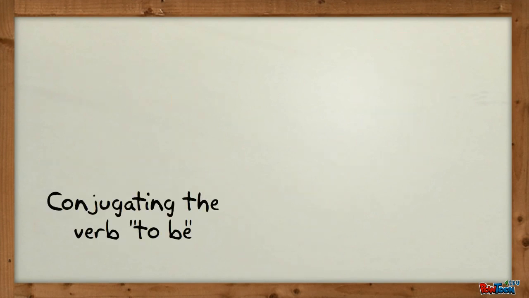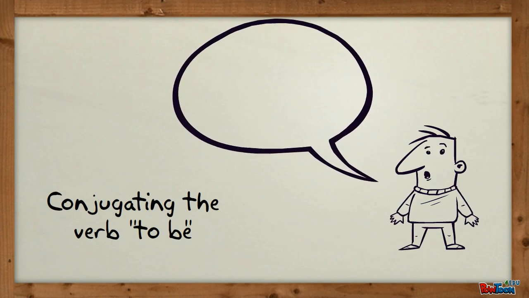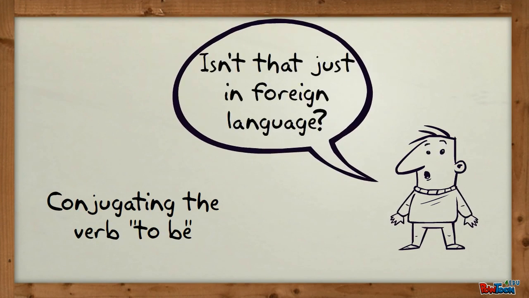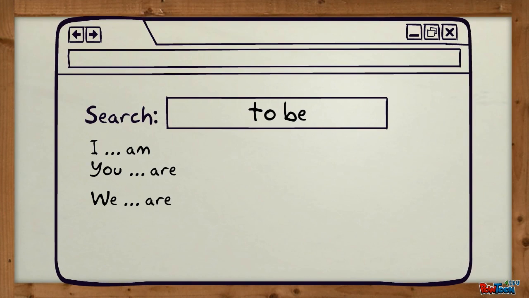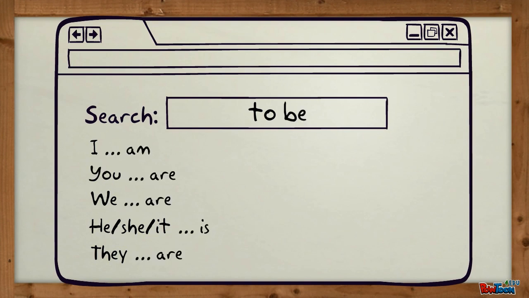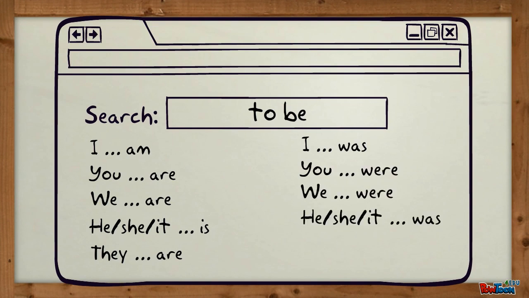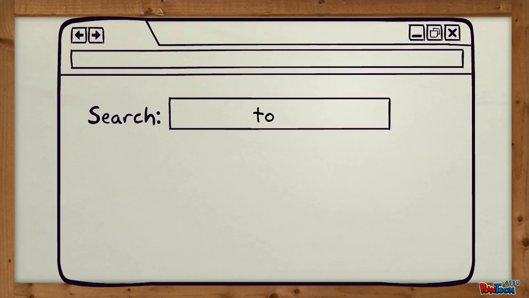So right now, we're going to conjugate the to be verb. And don't worry, it's not just for foreign language. Let's look here. To be. In the present tense is I am, you are, we are, he, she, it is, or they are. Then for the past tense, it's I was, you were, we were, he, she, it was, or they were.